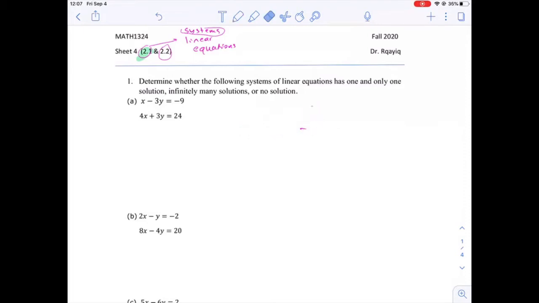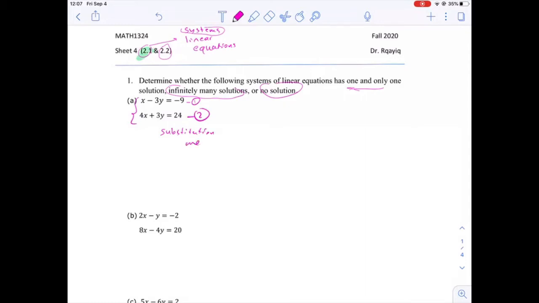So let's start with the first system. For the first system, we want to determine whether this system has only one solution, or infinitely many solutions, or no solution. So let's solve this system by substitution. I'm going to solve it using the substitution method. So this is the first equation, this is the second equation. Let's name them 1 and 2, and then we use the substitution method. For the substitution method, we solve for one of the variables, and as you can see from the first equation, we can solve for x.